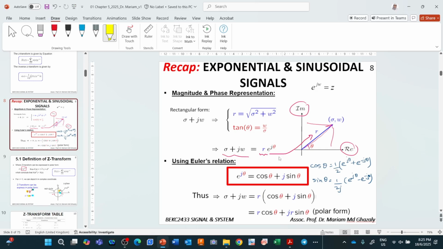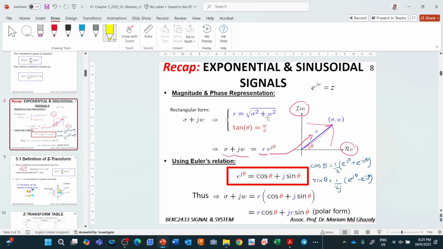The important thing is that we want to look at this R e^(j theta). So what does it mean by R e^(j theta)? If you look at this equation, R means the radius or distance, this distance. So basically we have this distance, and we have an angle theta here.